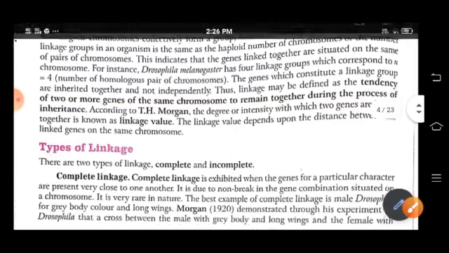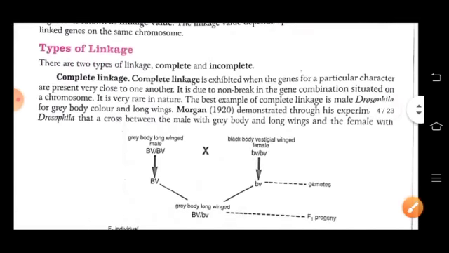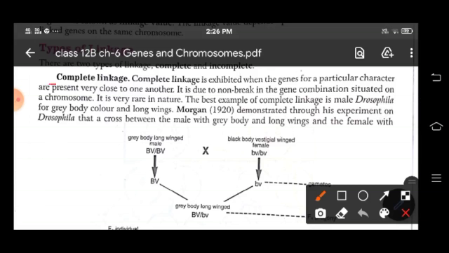Types of linkage. There are two types of linkage, complete and incomplete. Complete linkage is exhibited when the genes for a particular character are present very close to one another, because there is no break in the gene combination situated on a chromosome. It is not very common. An example is male Drosophila for grey body color and long wings.